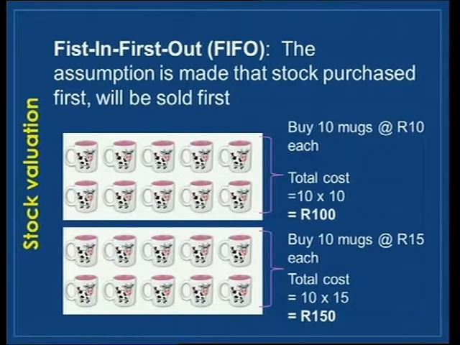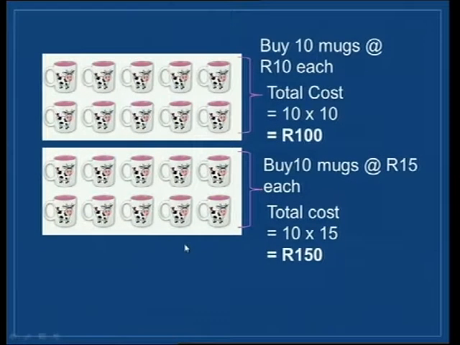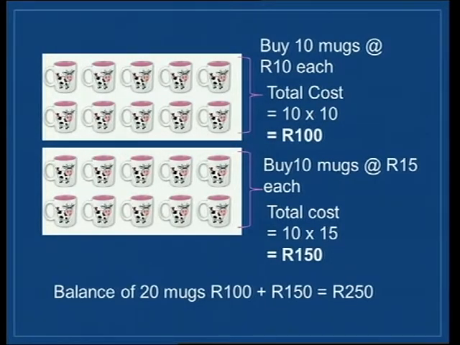So how many mugs do I have in stock at this moment? I've got 10 plus 10, I've got 20 mugs in total. What is the total cost of these 20 mugs that I have? The total cost is 250. Now remember, I've got the stock that I purchased first, the 10 rand mugs, and then the 15 rand mugs.